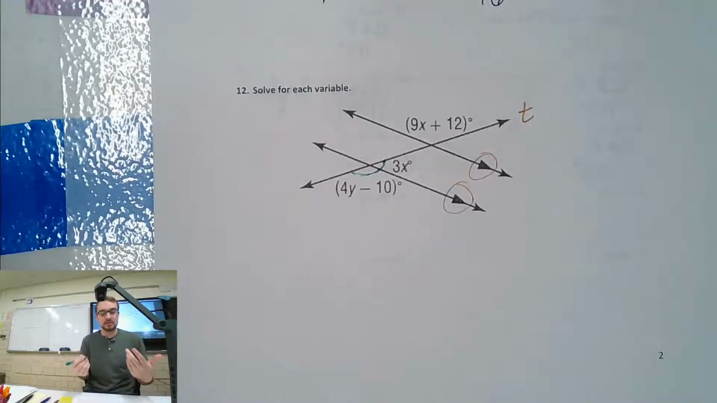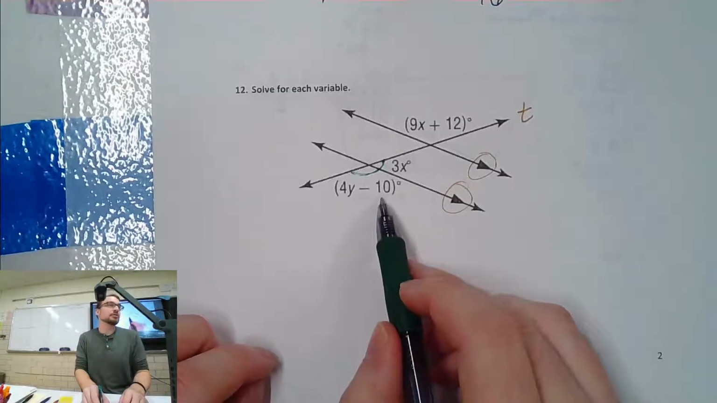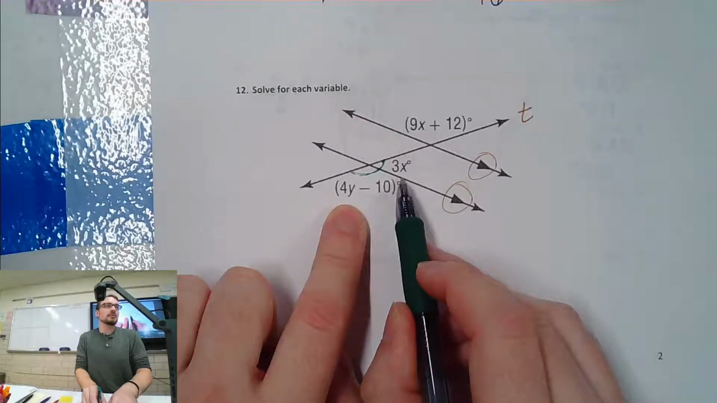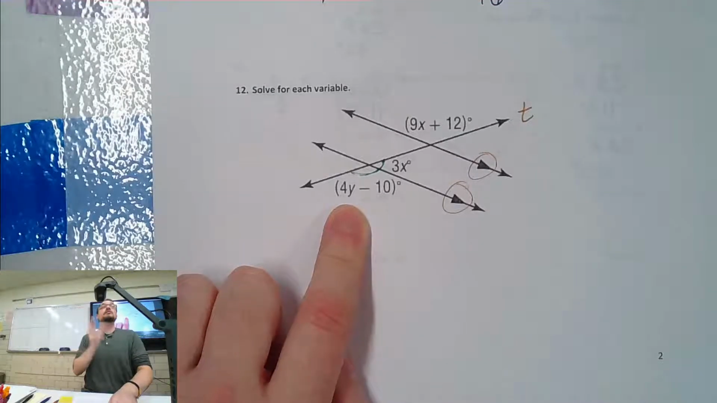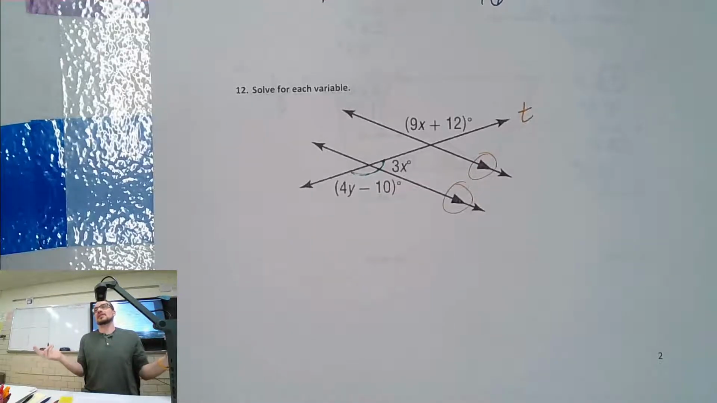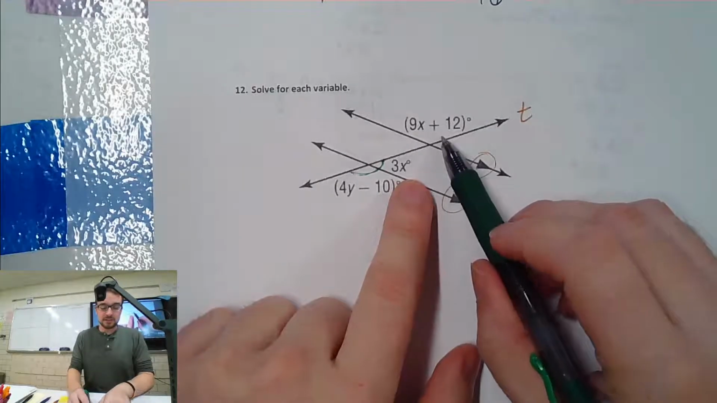But the problem is, when I write 3x plus all that equals 180, how many variables do I have? 2. Not just 2, but 2 different ones, right? So I can't solve that. That's one equation, 2 variables. Ain't going to happen. So that's not the winning formula. How can I relate the x's to one another?